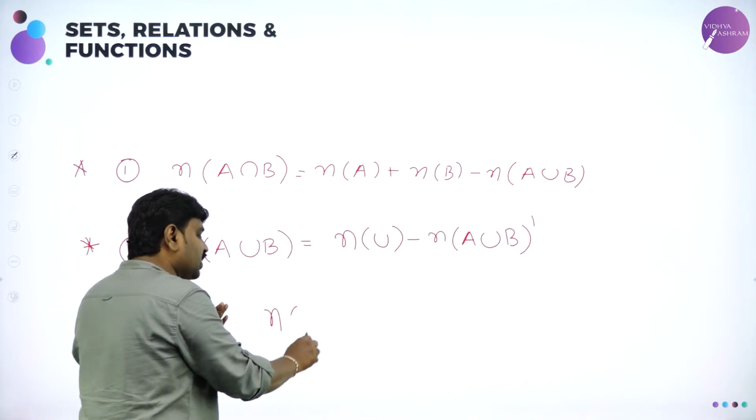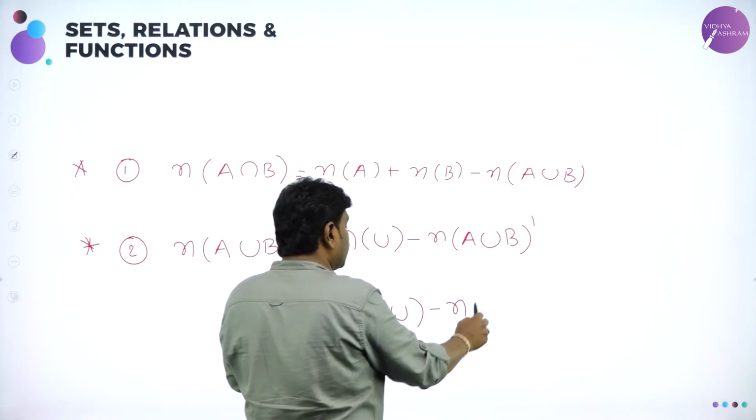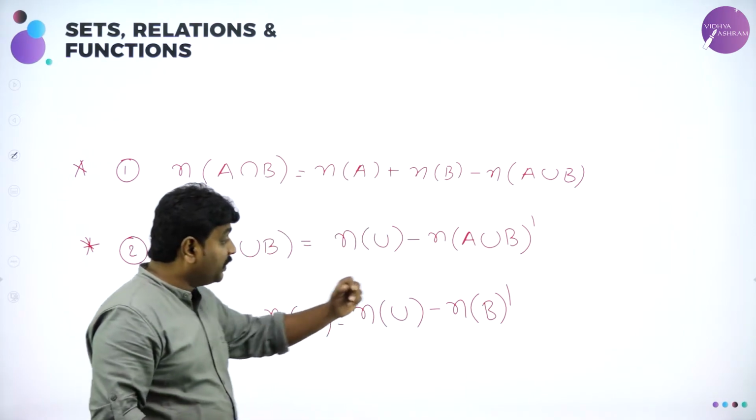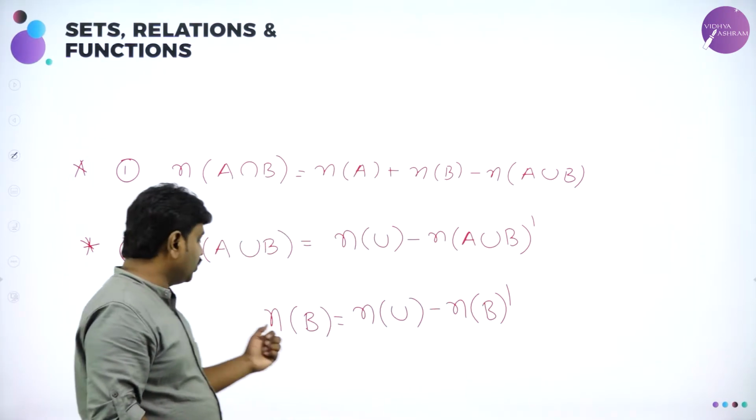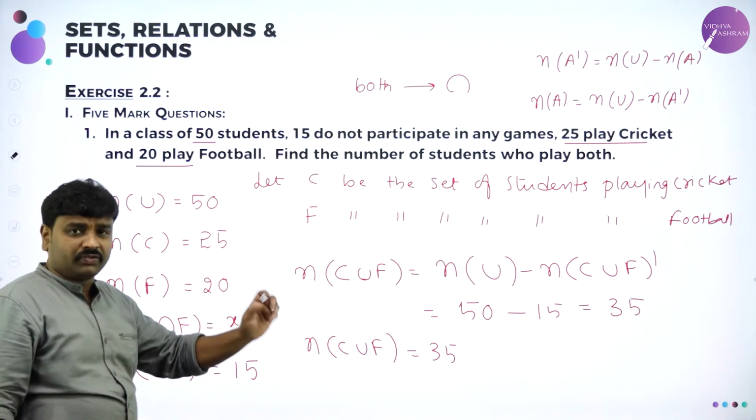Suppose I want n of B, and you know n of U. From n of U, if you remove n of B dash, you will get n of B. When you know B dash, remove B dash from the universal set, you will get B, that's it. I have stopped it here. I made you become thorough with the formula.